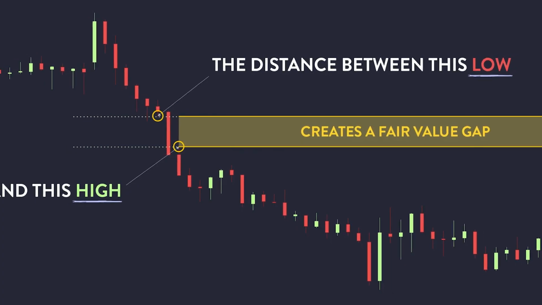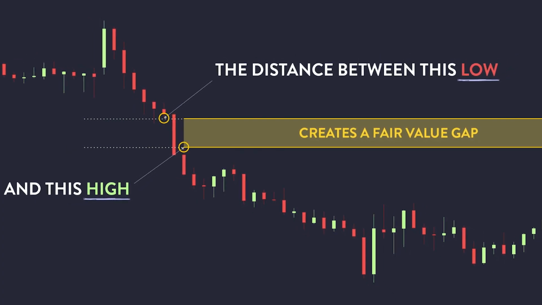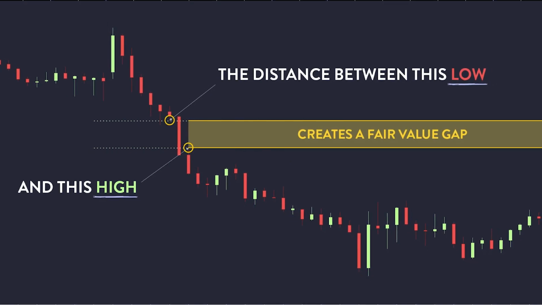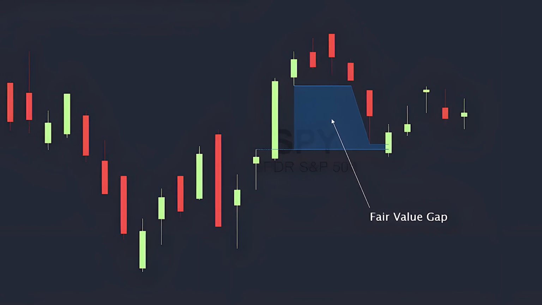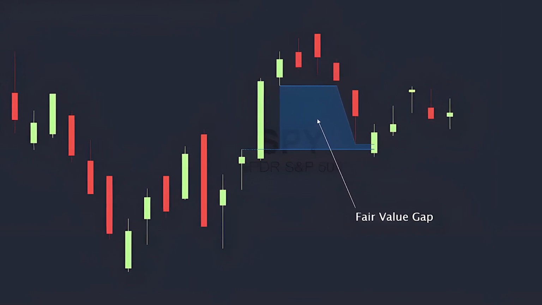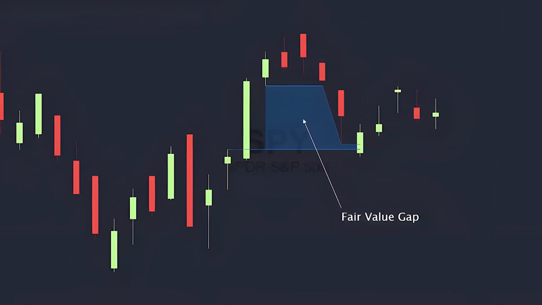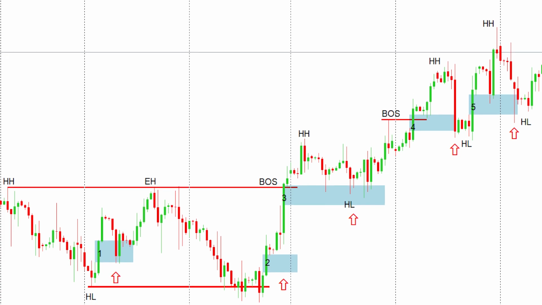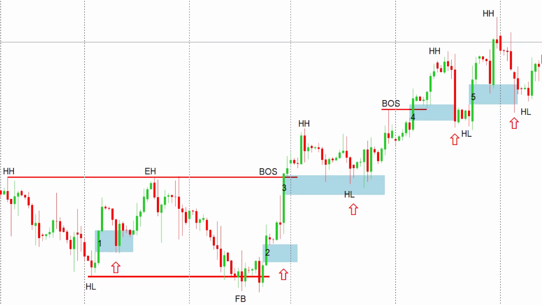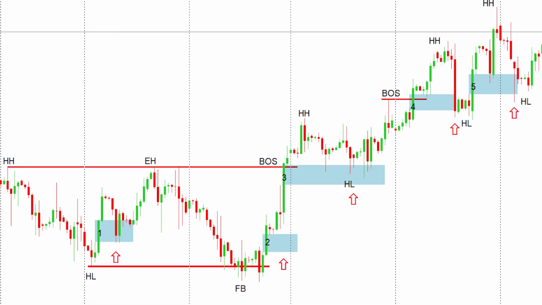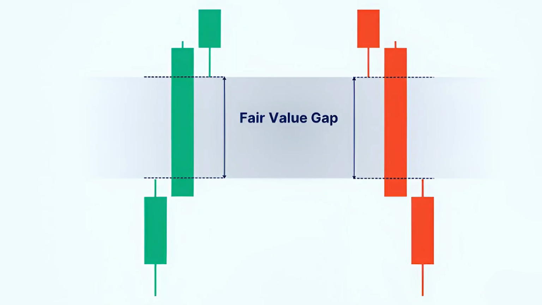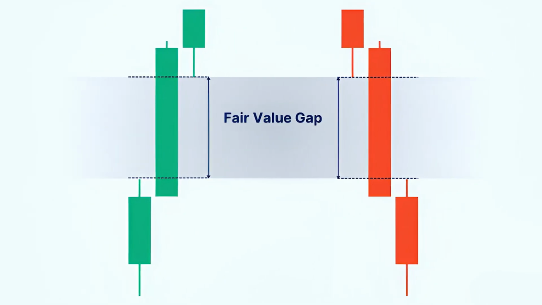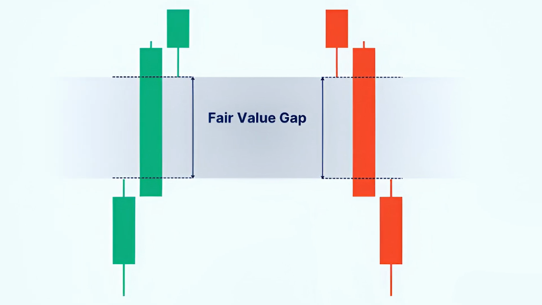This brings us to my favorite concept and a key concept: fair value gaps, or FVGs. When price moves aggressively, sometimes it skips levels, creating a small gap between candles. Think of this like a little air pocket. Price often returns to fill these gaps, and that's where smart entries can happen. Fair value gaps are usually made by hedge funds, institutions, and just bulls.